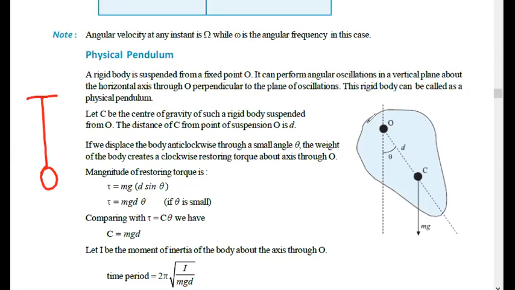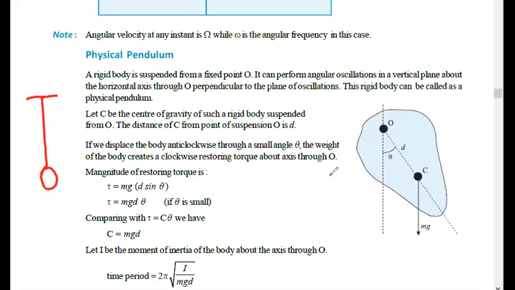Suppose this is an object or a stone. For example, take a phone. Take your phone and hold it at one point, hold it tightly, and try to rotate it. Make sure it doesn't fall, otherwise it will be a huge loss. Now, if that mobile phone will do SHM, then obviously that would be a rigid body, and it will be considered as a compound pendulum. Yes or no?